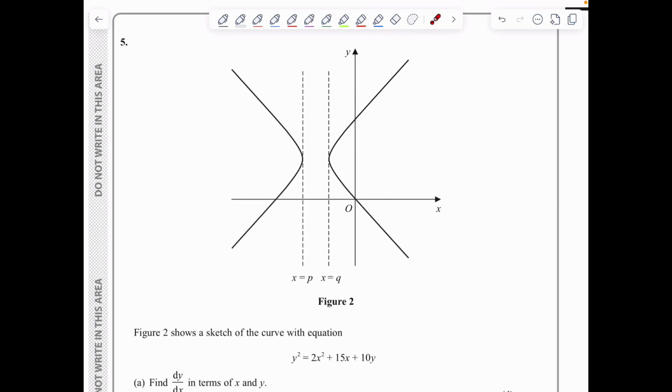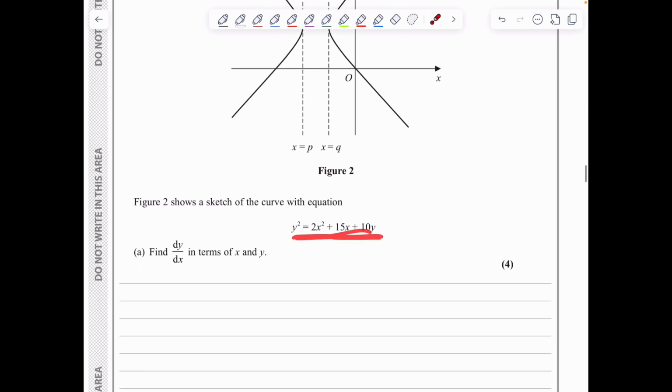In question 5, we're given a sketch of the curve with this equation here, and we are asked to find dy dx in terms of x and y. Obviously, this is the question we've been expecting on implicit differentiation, so I will differentiate from left to right, applying all rules as usual. It just so happens that if I differentiate the term in y, I will put the dy dx term as well.